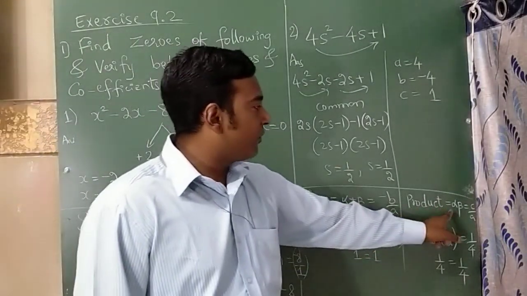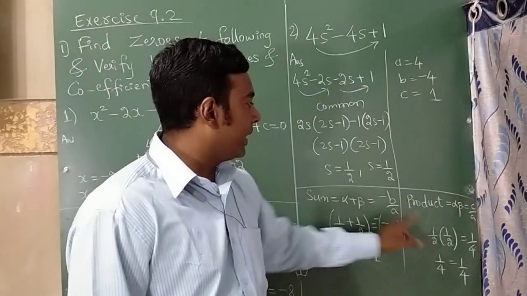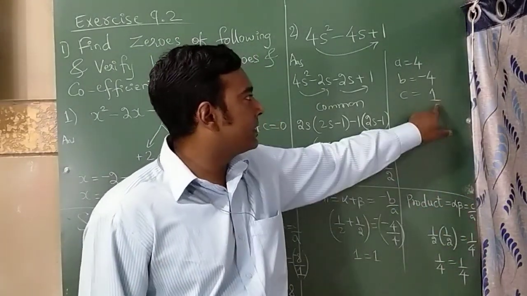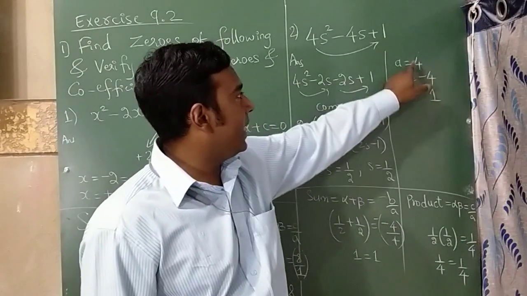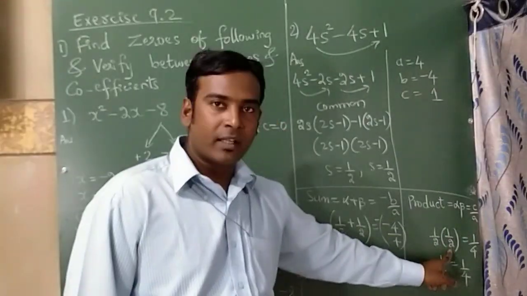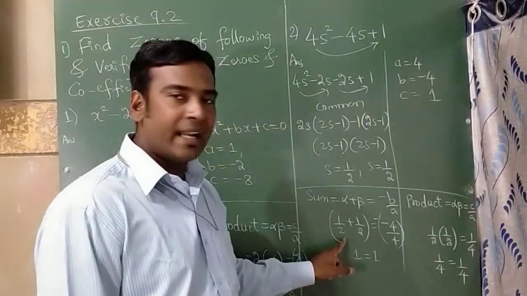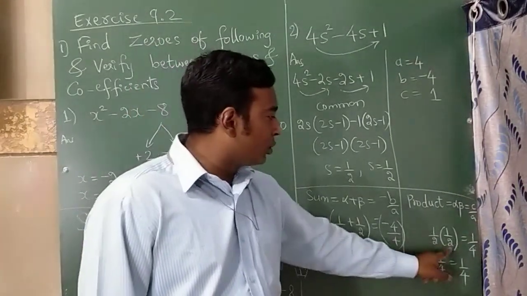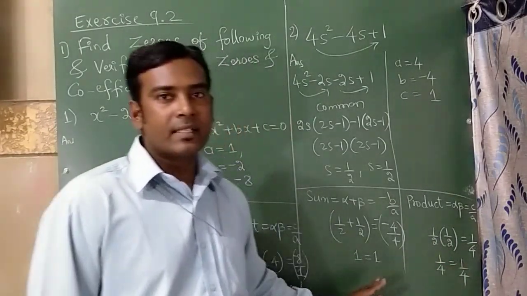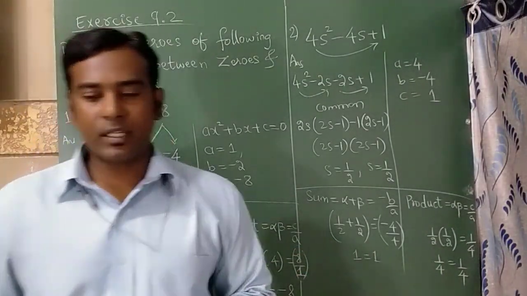Now product. Alpha into beta is equal to c by a. This is the formula. What is alpha? It is 1 by 2. What is beta? It is 1 by 2. What is c? c is 1 here. And what is a? It is 4. 2 2s are 4. You need to multiply the denominators. Remember, don't get confused: this is multiplication and this is addition. Fine. So 2 2s are 4. 1 1s are 1. 1 upon 4 is equal to 1 upon 4. LHS is equal to RHS. This is verified. So let's move on to the next question.